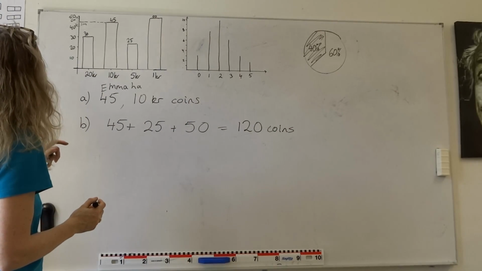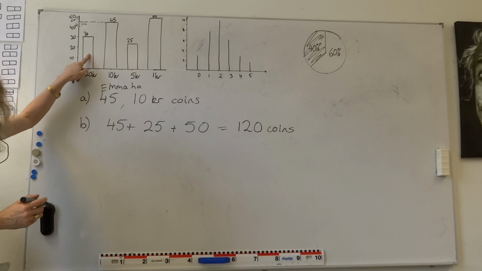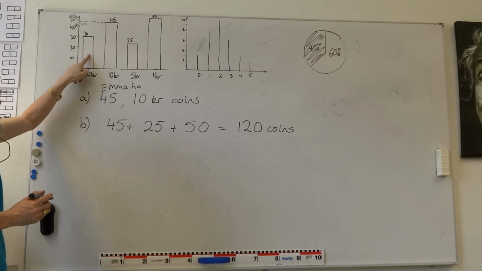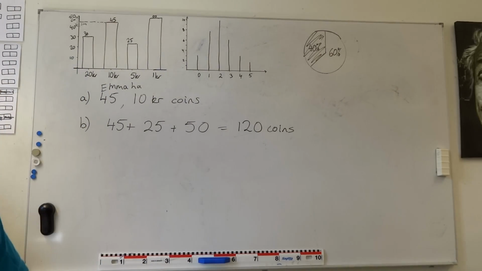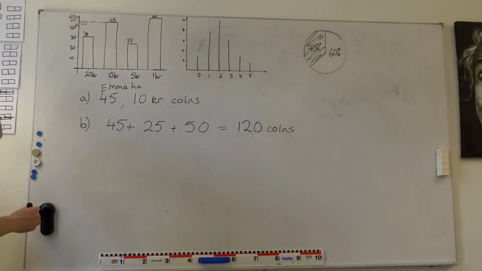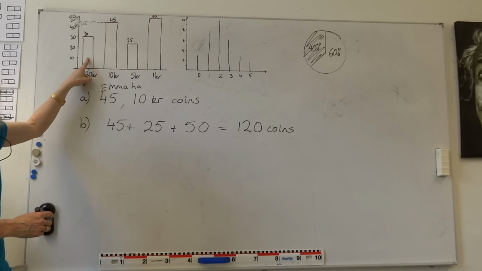What? That's not a coin. That's a 20 krona note. Ja, men det är ju taskigt. There is no 20 krona note. Yeah, it says coins. How many of you have ever seen a 20 krona coin?